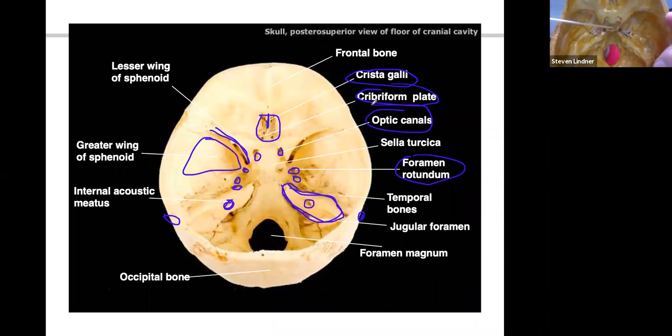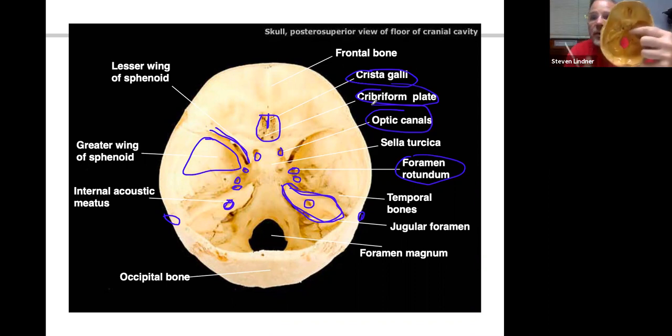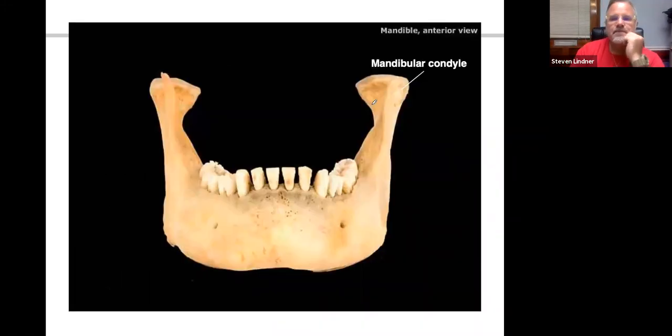You know what sits right in this hypophyseal fossa, or sella turcica, that Turkish saddle? Your pituitary gland. Your pituitary gland sits there. So if there's a pituitary tumor and it enlarges, it's going to put pressure on the optic nerves, affecting vision, okay?